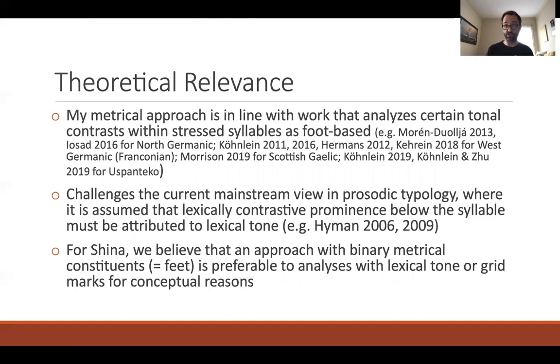But that kind of approach, that foot-based approach to those tonal contrasts, challenges the current mainstream view in prosodic typology, where it is assumed that lexically contrastive prominence below the syllable level must be attributed to lexical tone, right? So what I and other people are putting out there is the idea that maybe that's not always true for these kinds of binary tonal contrasts. And for Shina, I believe that an approach with binary metrical constituents, in other words, feet, is preferable to analyses with lexical tone or grid marks for conceptual reasons, as I've just outlined.